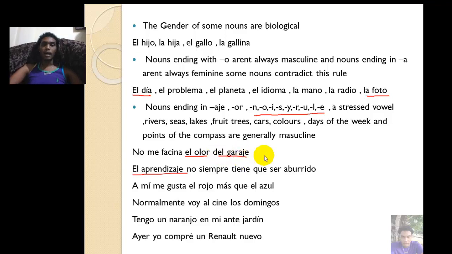Okay? A mí me gusta el rojo más que el azul. I like red more than the blue. Okay? Let's go on to naranjo. Un naranjo. Now we all know that una naranja is an orange. Right? So un naranjo would be an orange tree. Okay? So anytime you want to form the tree of a fruit, generally it's the masculine form.